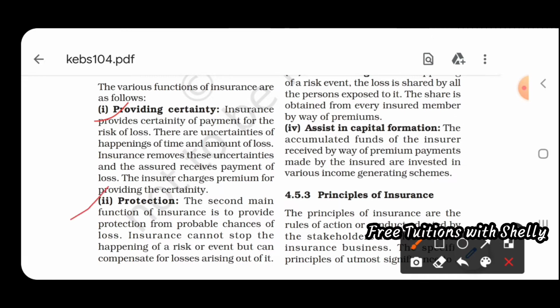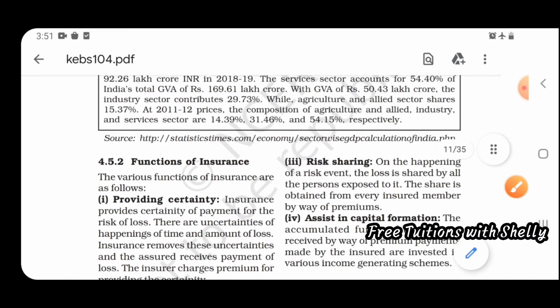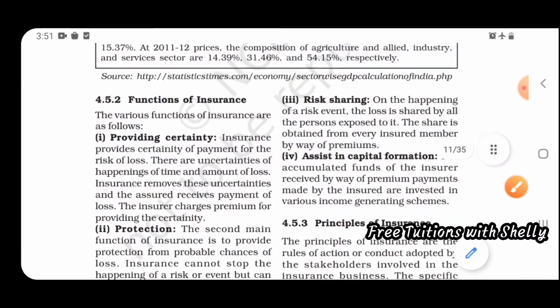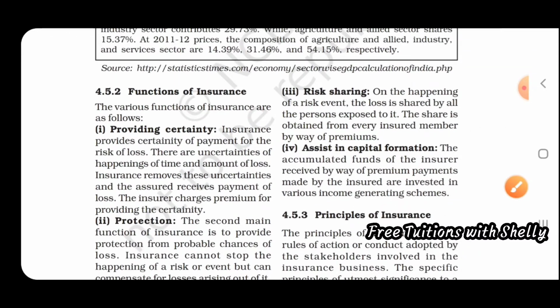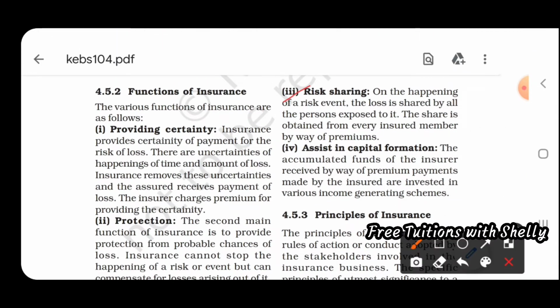Second one is protection. The main function of insurance is the protection from chances of loss. That is, to protect us from the loss which is going to occur in the future. Third one is risk sharing. Loss is shared by all persons exposed to it. When a loss occurs, not only two or three persons will bear the loss; all the members of the business, all the partners of the business, will equally share it.